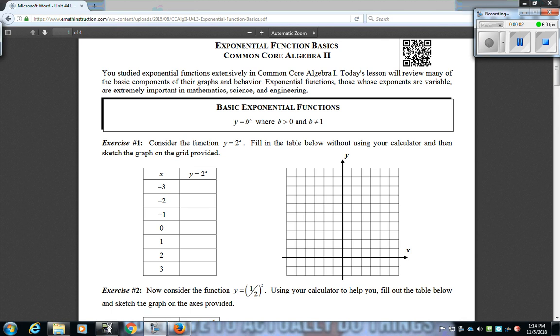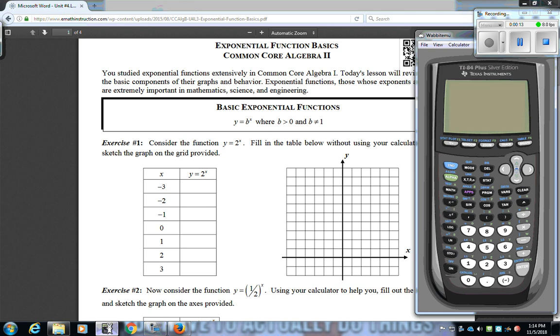Hey everyone, we're going to look at how to do exponential functions on the graphing calculator and talk about some of the properties that go along with them. So first thing we need you to do is go ahead and pull up your calculator, and we're going to do the function exercise 1. So we got y equals 2^x.